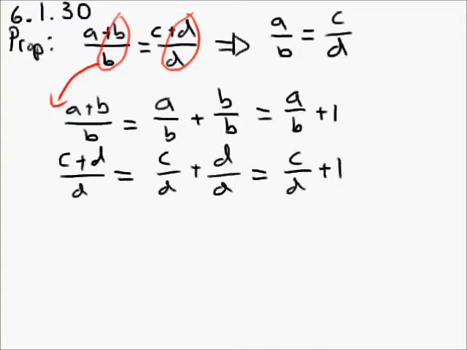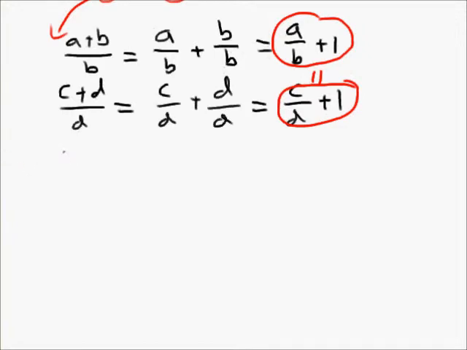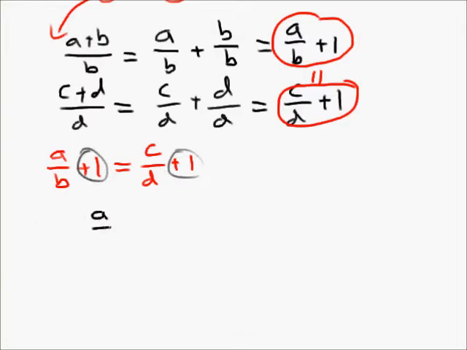Okay, now remember, we did have that this was equal to this. That was the start of this whole thing. So we're just going to go ahead and set these guys equal to each other. A divided by B plus 1 is equal to C divided by D plus 1. Each side has 1 added to it. So I got 1 here, I got 1 here. I just subtract 1 from both sides, and I'm left with A divided by B is equal to C divided by D. And we're done.